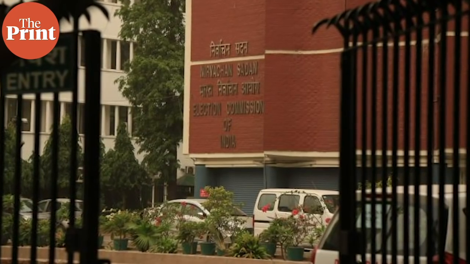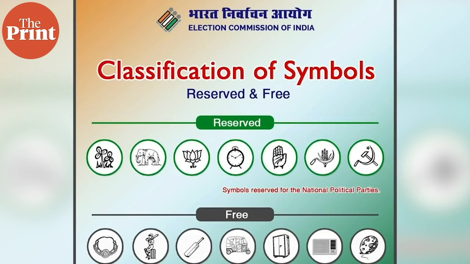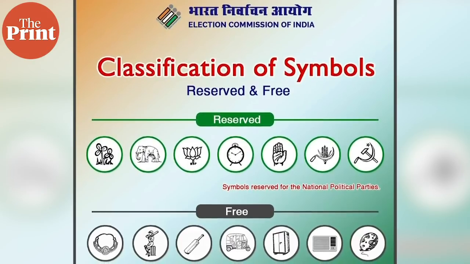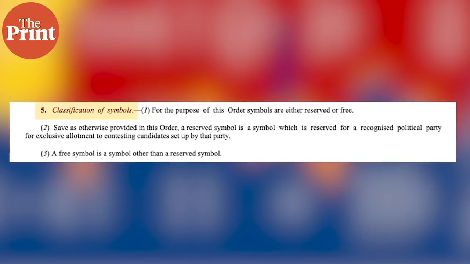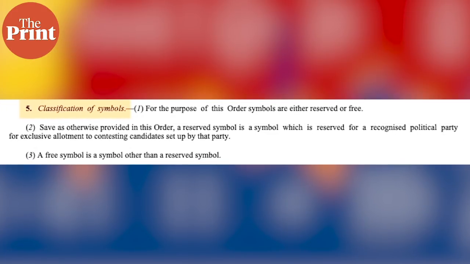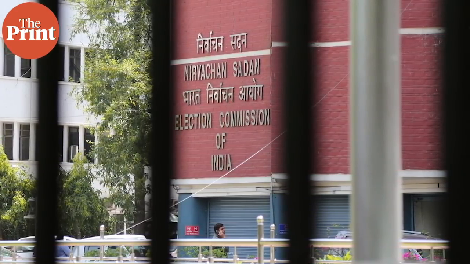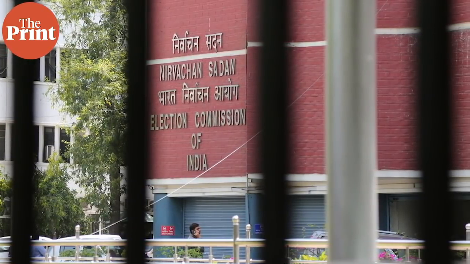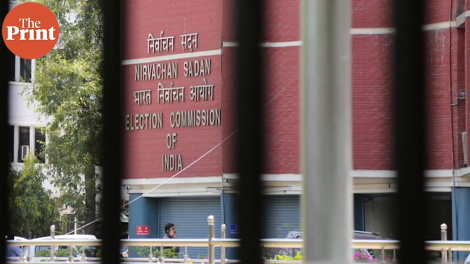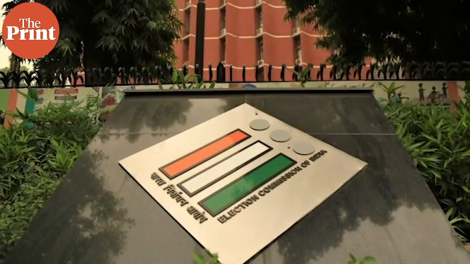symbols. Now let me tell you a bit about how the reservation and allotment of election symbols actually happens. As per the 1968 order, symbols are either reserved or free. A reserved symbol is one that is reserved exclusively for recognized political parties to contest elections. 8 national parties and 64 state parties across the country have reserved symbols presently. And to get a new symbol allotted, parties need to choose 3 free symbols in order of preference at the time of filing their nomination papers. Among them, one symbol is allotted to the party or the candidate on a first-come, first-served basis.